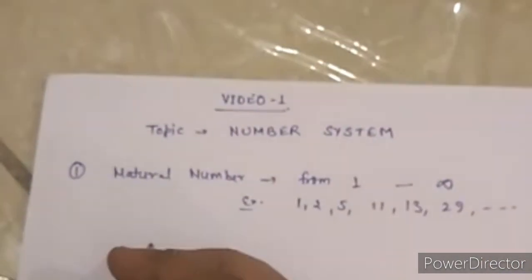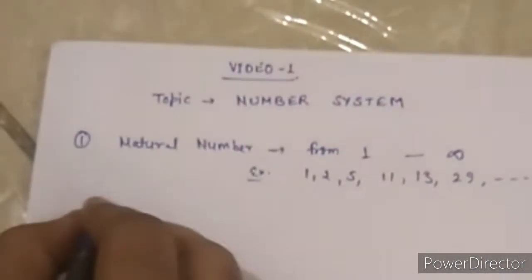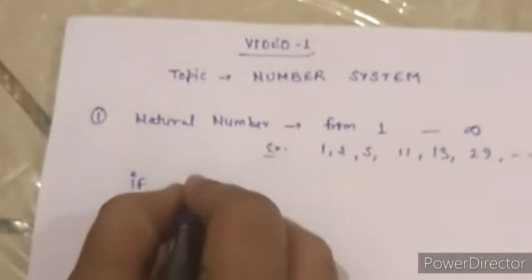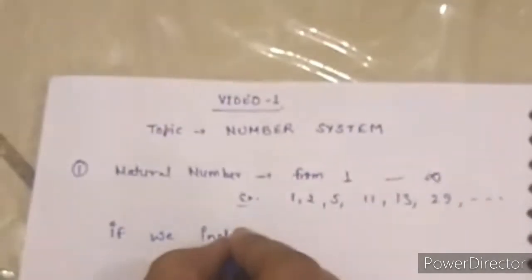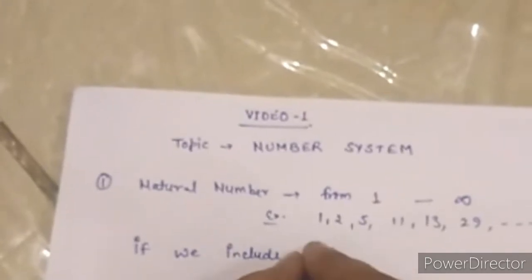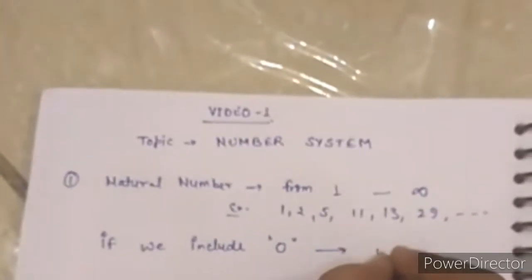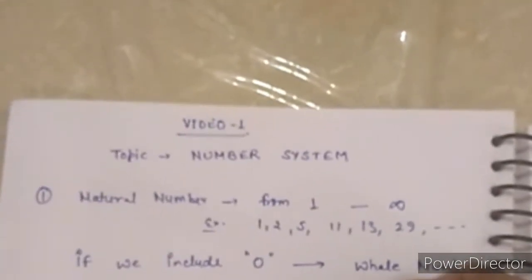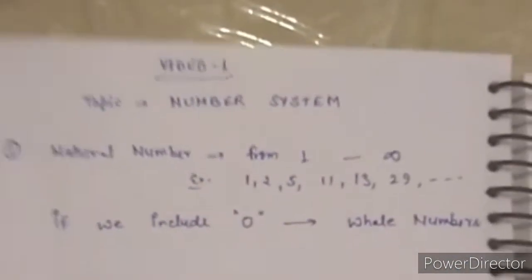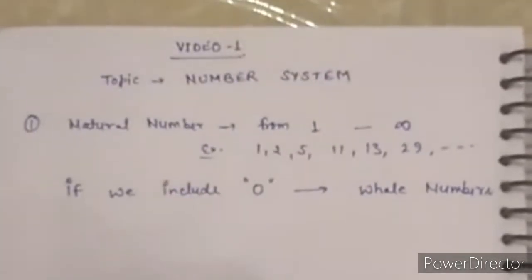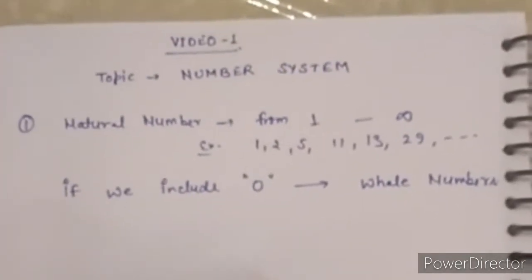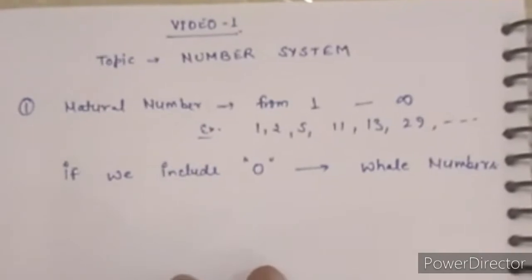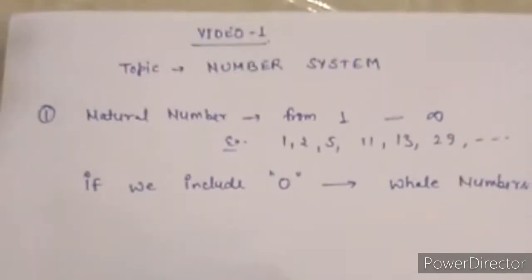If we include 0 in the natural numbers, then it becomes whole numbers. So the difference between natural numbers and whole numbers is that whole numbers start from 0 to infinity, natural numbers start from 1 to infinity.